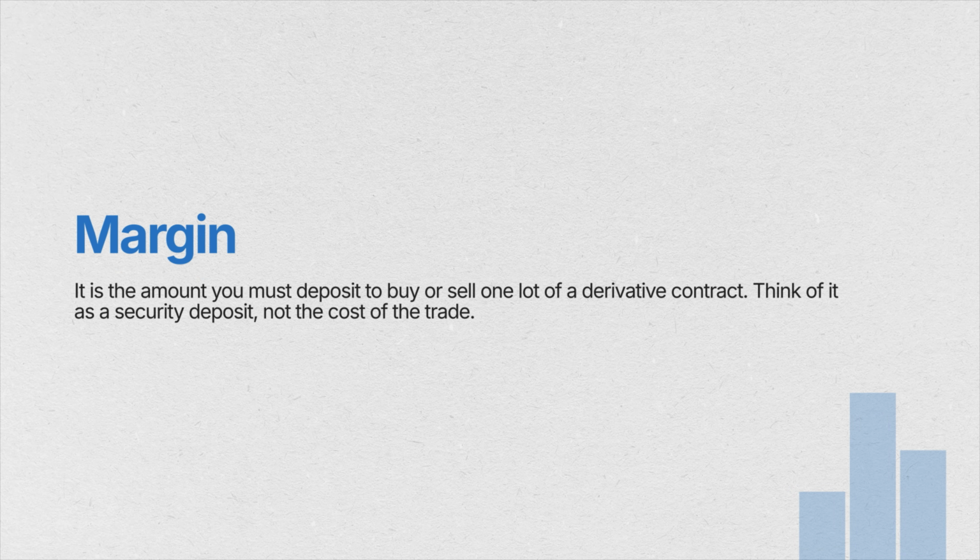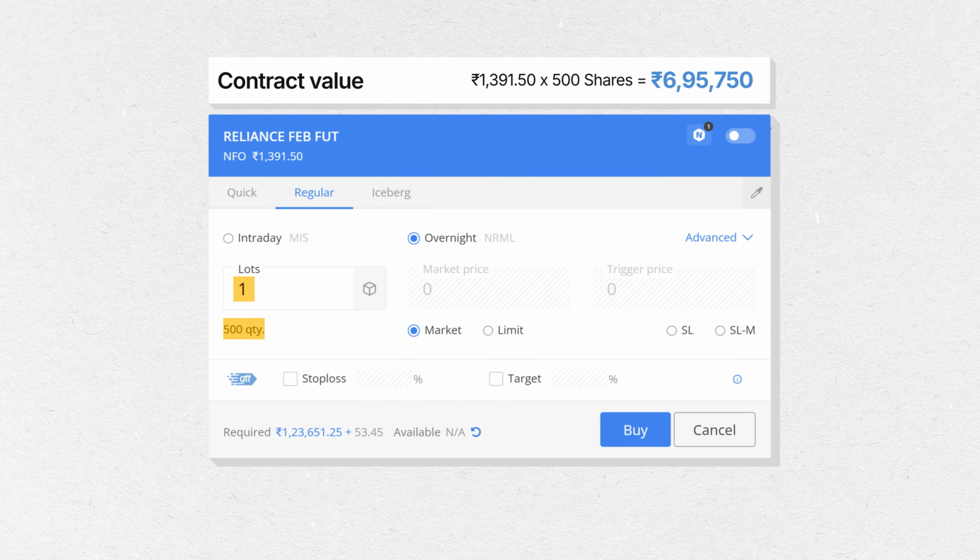Now what is margin? Well, margin is the amount you must deposit to buy or sell one lot of a derivative contract. Think of it as a security deposit, not the value of the trade. Continuing with our example, one lot of Reliance futures has a contract value of approximately 7 lakhs. Margin required as of today is 1.25 lakhs. Now you may ask, how is this margin calculated?